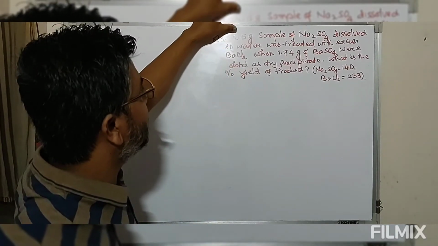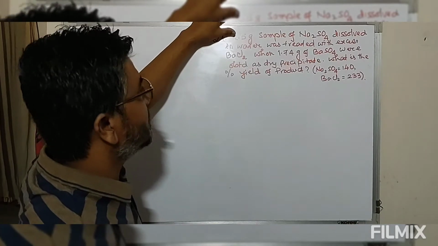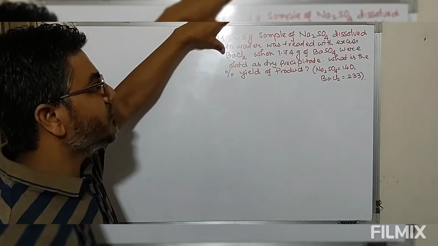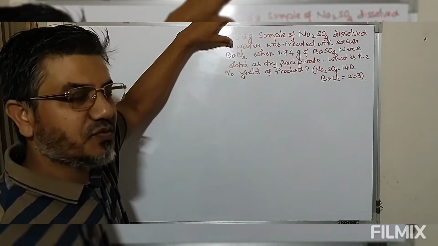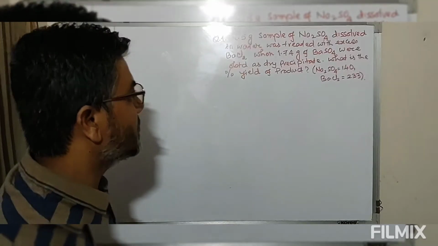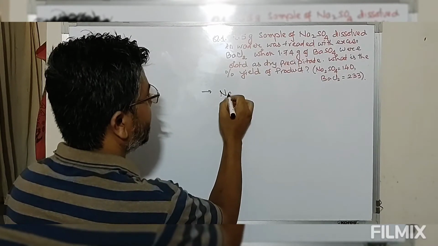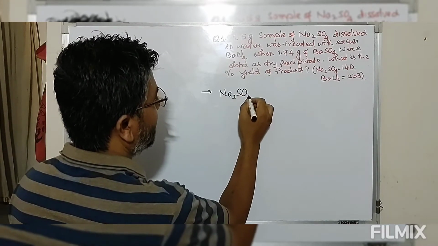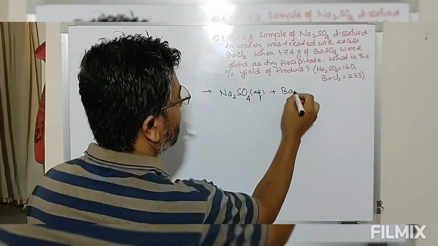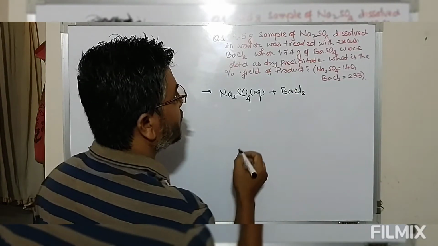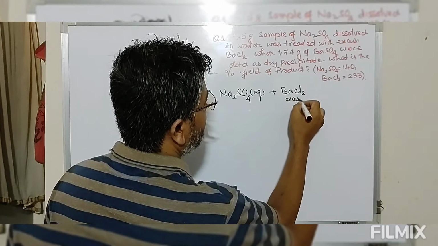We have a sample of 1.5 gram sodium sulfate dissolved in water, which was treated with excess of barium chloride, when 1.74 gram of barium sulfate was obtained as dry precipitate. What is the percentage yield of the product? So the question clearly says we have an aqueous solution of sodium sulfate treated with barium chloride. The question clearly says barium chloride is taken in excess.